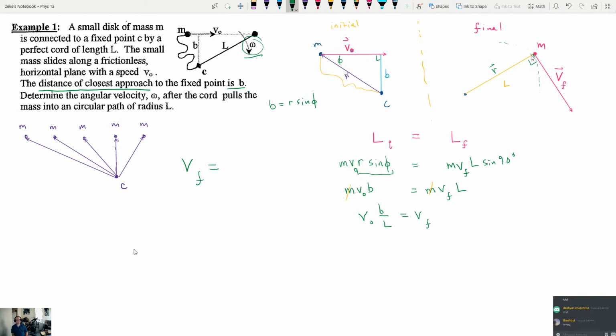Yeah, we take the radius of the path, which is L, and we multiply by omega, right? So if we take VF and divide by L, that should give us omega. So from here then, omega is going to be equal to V naught B divided by L one more time, and you get L squared. That's the answer. Very simple angular momentum calculation.